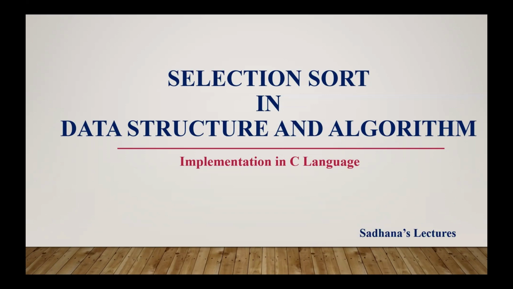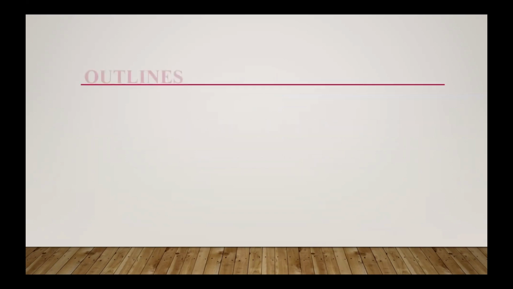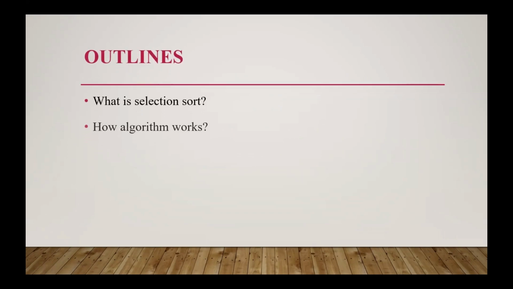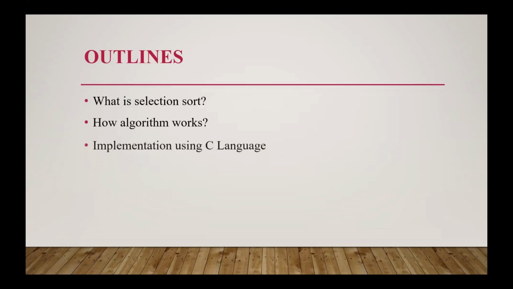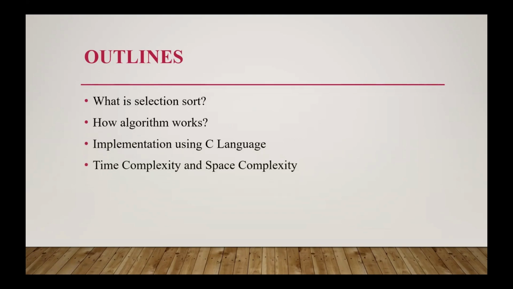And today we are going to learn what a selection sort is and what its operations are, how it performs operations. So in this video we are going to cover what a selection sort is, how the algorithm works, and we are going to implement it in the C language. Then we will cover the time and space complexity. Then we will cover the advantages and disadvantages of the algorithm. Then what are the applications in the real world. So let's start the selection sort.